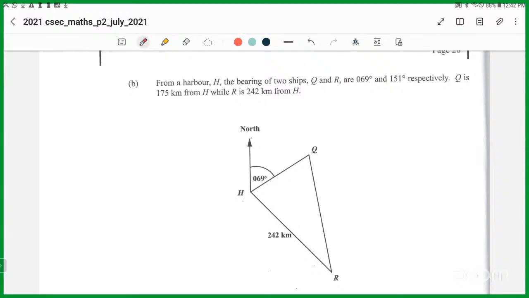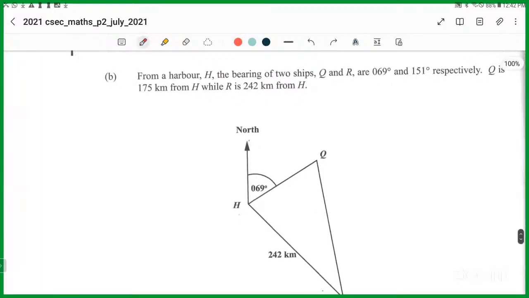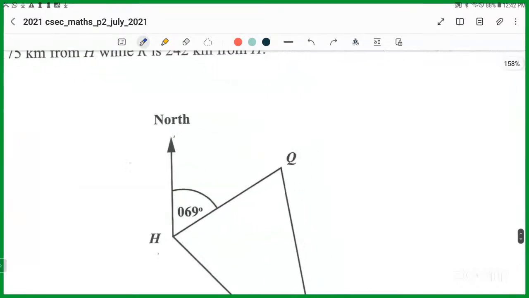It says Q is 75 kilometers from H. So this distance is 75. So they're not putting everything on the diagram for you, so we can put it on. So this distance up here, put on in blue, is 175 kilometers. So this one is 175.